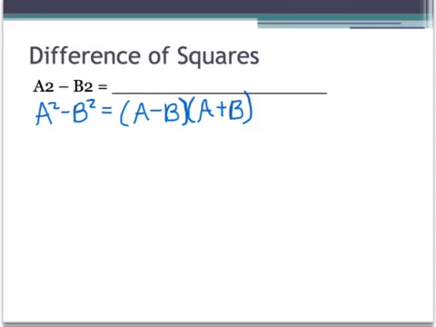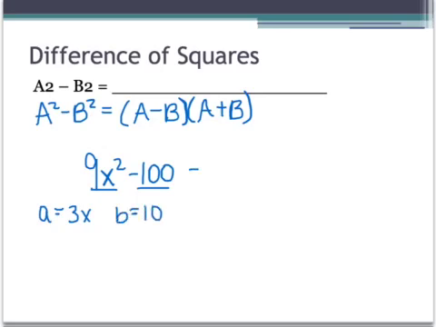So the example that I want to go over is 9x squared minus 100. Well, let's start first by finding our a and b. A and b are the square roots of each of these terms. So the square root of 9 is 3, and the square root of x squared is x. So a is 3x. The square root of 100 is 10. So this is going to factor into 3x minus 10 times 3x plus 10. And you can always check this answer by FOILing.